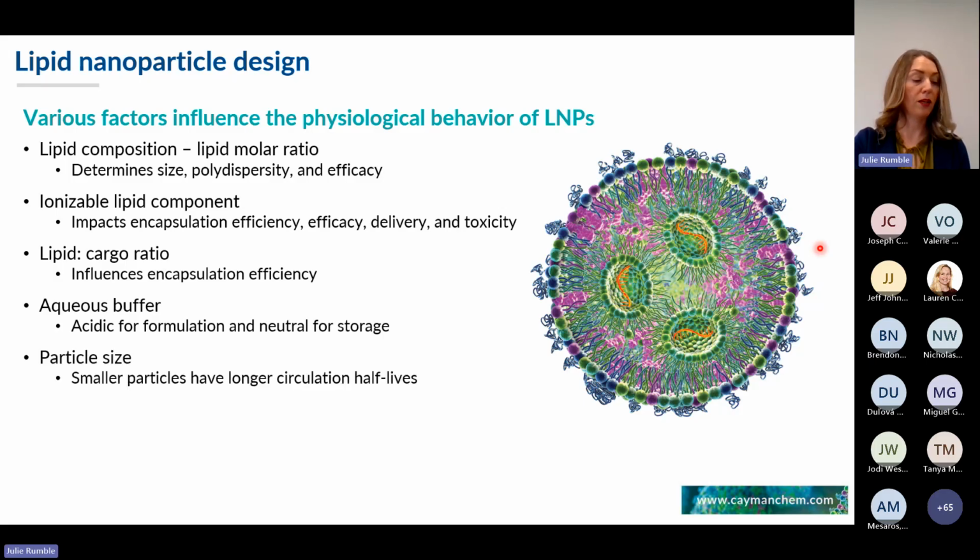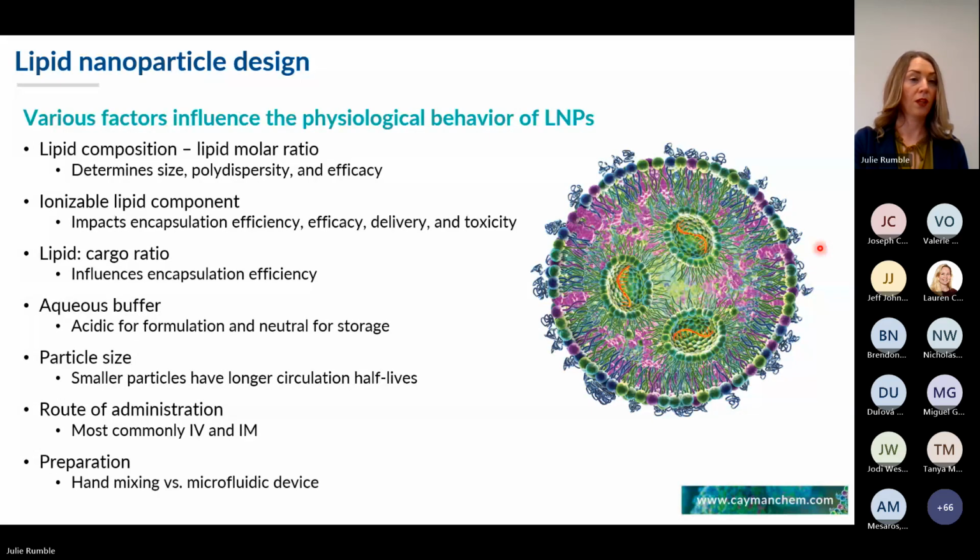The particle size can play an important role as well. Smaller particles tend to have longer circulation half-lives and promote better tissue penetration. How it's administered to the patient, most commonly intravenously or intramuscularly, will help determine what cells are transfected. And finally, how the particle is prepared. Hand mixing is cost-effective and widely available, but using a microfluidic device allows for consistency, improved encapsulation, and scalability.